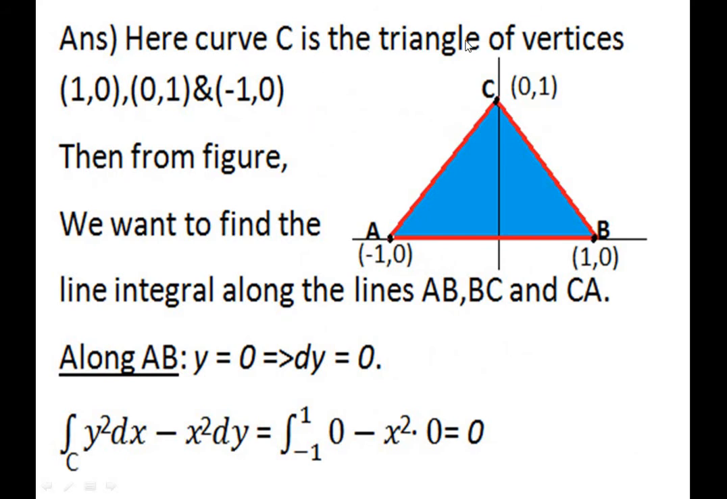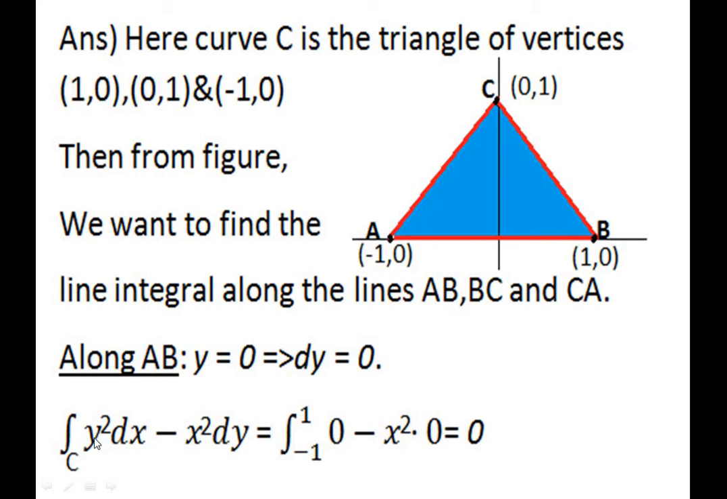Here the curve C is the triangle with vertices (1, 0), (0, 1) and (-1, 0). See the figure. We want to find the line integral along the curve C. Here C is the triangle, so we need the line integrals over AB, BC and CA. First we consider the line AB. Here AB is on the x-axis. On the x-axis, y equals 0 and x varies from -1 to 1. Then along AB, y equals 0, so dy equals 0.